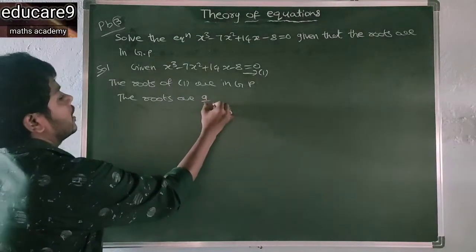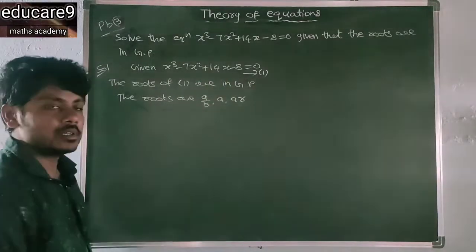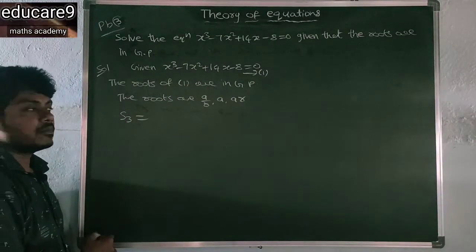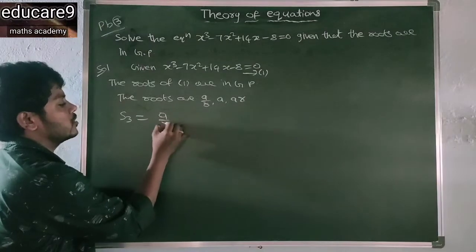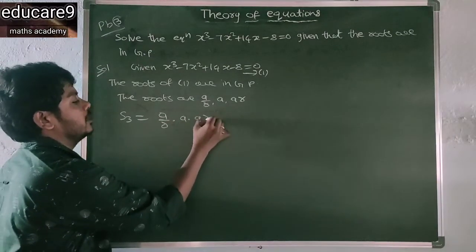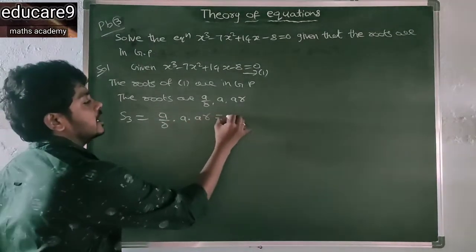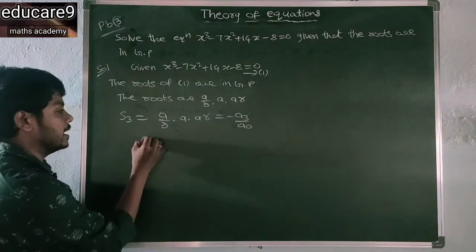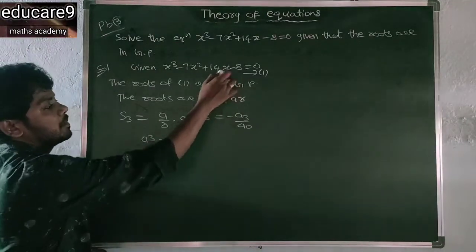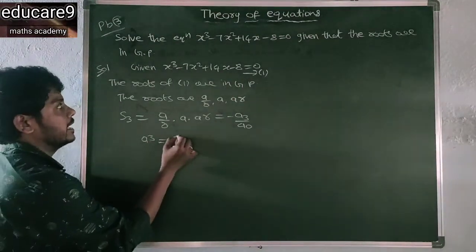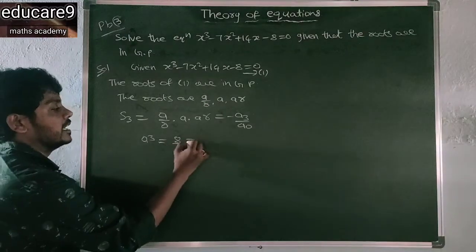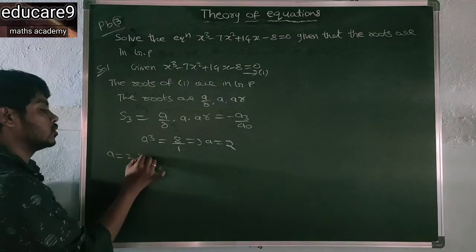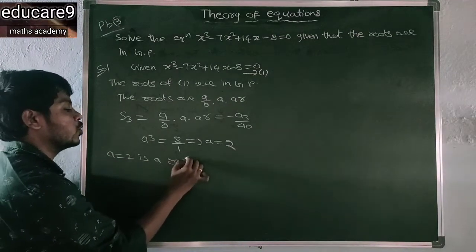The roots are a/r, a, ar. Again we have to take S3, the product of the roots. That is a/r into a into ar. So this is minus a3 by a0. So clearly a cube, what is minus a3? Minus of minus 8, you will get 8 by 1. So clearly a is equal to 2. Therefore a is equal to 2 is a root of the equation.